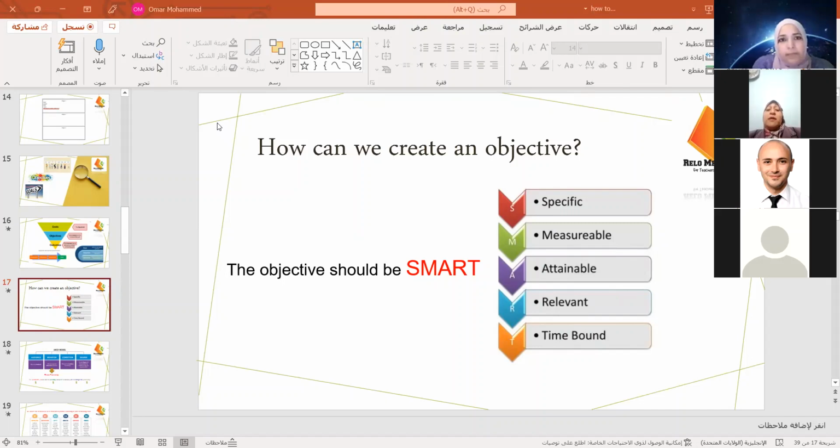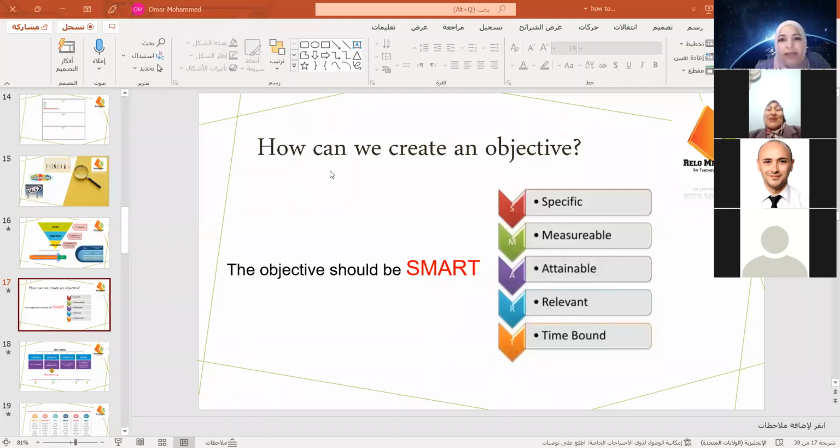And the third element of the objective is that it should be attainable, something that can be reached or done. And the R is for relevant. It has something to do with the lesson and the lesson plan. And the objective should be timed. So in our objectives, we say by the end of the lesson, by the end of the week, by the end of the unit. So it should be time-based. Any question here?